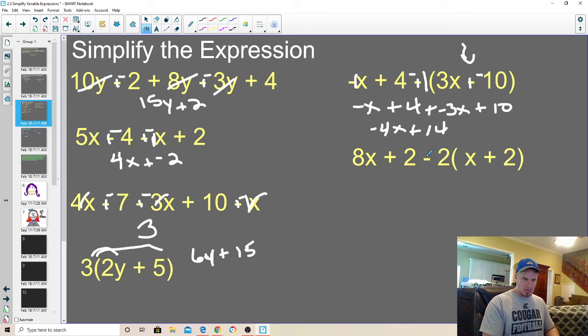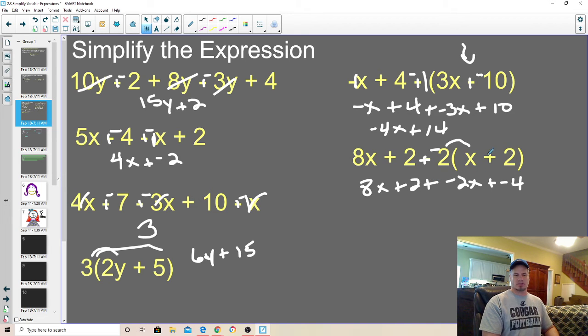We're going to keep it, change it. Now, the first step is getting rid of the parentheses, so that's going to be a negative 2x. And then we go negative 2 times positive 2 is negative 4. Okay? Now, I've got rid of the parentheses. Bring it down. Bring it down. Right, everything's addition, right? We just got our signs on our numbers. So, like terms, 8x and negative 2x is 6x. 2 and negative 4, negative 2. So 6x minus 2 is my answer, or 6x plus negative 2.